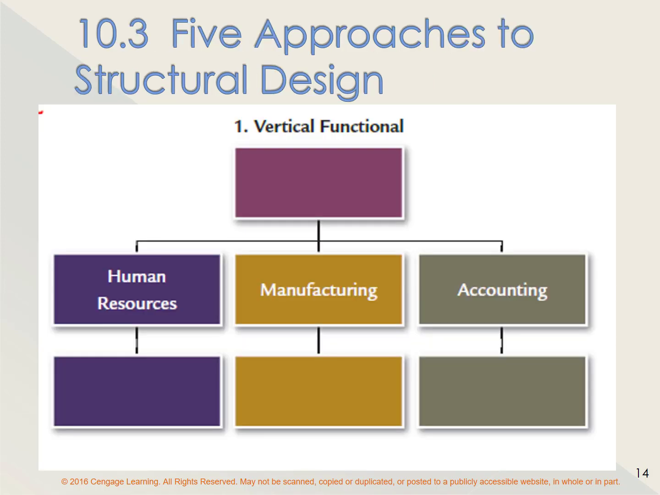There's 5 approaches to structural design, and we'll go through them in these next couple of slides. You have your vertical functional. So this means that at the top you have your president, and then you have these divisions underneath, the accounting, manufacturing, human resources. This is when you have really one product that you're selling. So this is how you would have a university set up.